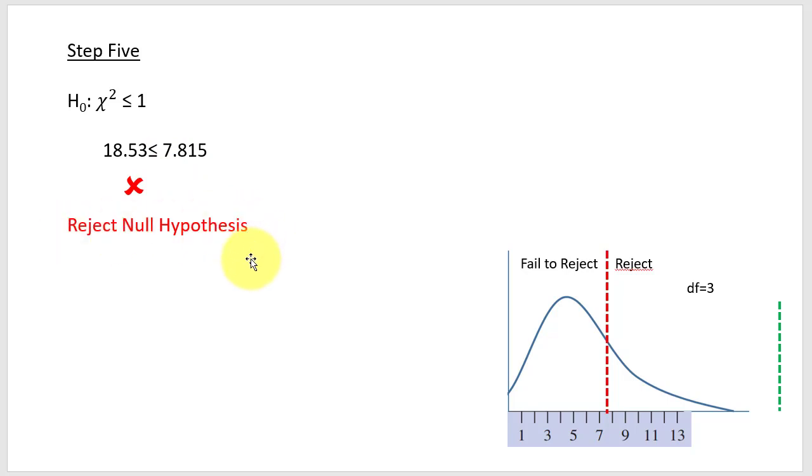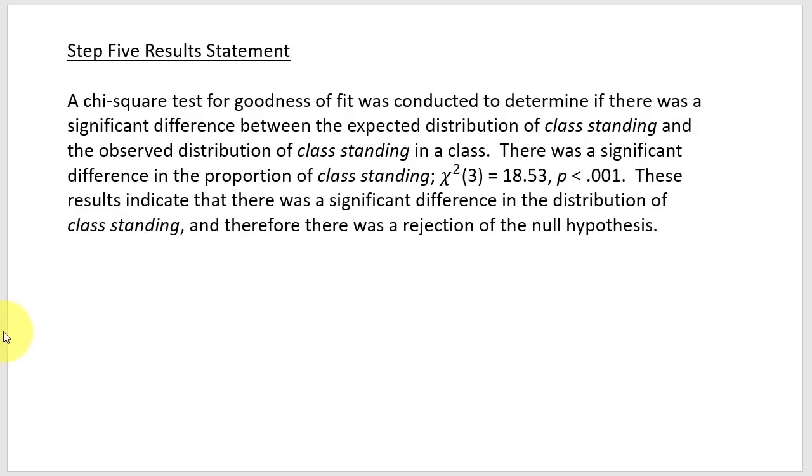This indicates that the distribution of our students in that class is significantly different from the proportions that we would expect based on our expected values of 60, 20, 10, and 10. Let's take a look and see what the conclusive statement would look like on this.